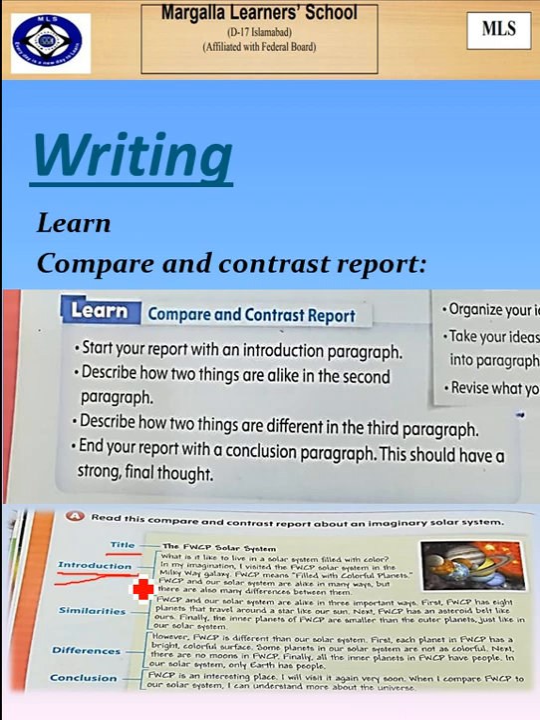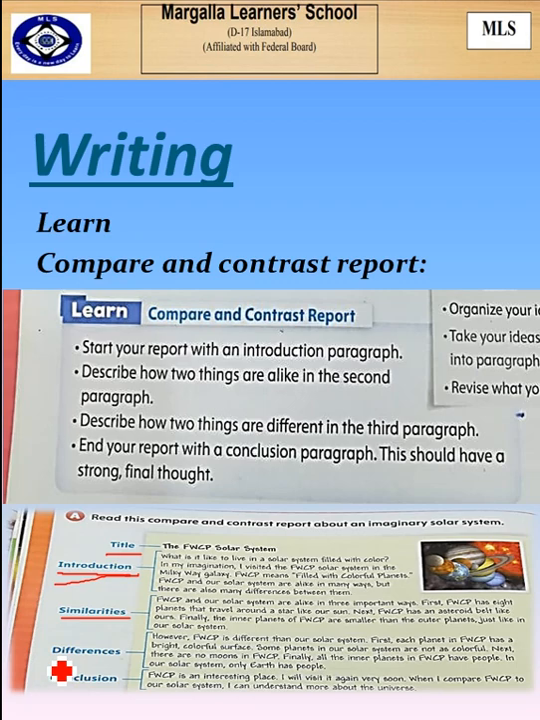Second thing, describe how two things are alike in the second paragraph. Similarities. The second paragraph will contain the similarities, the topic which you have chosen and the topic with which you are comparing this topic. You're going to write down the similarities, the comparison of two things in this paragraph.